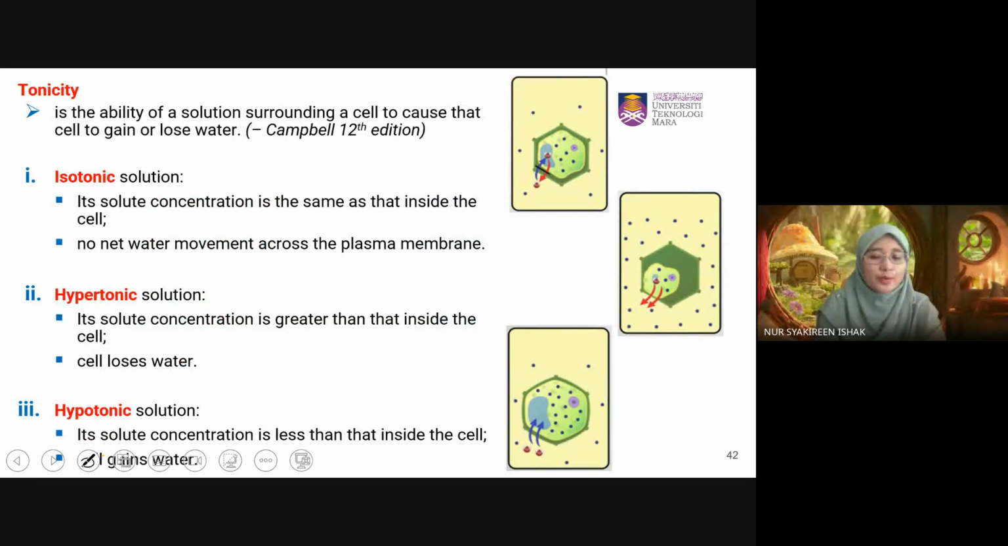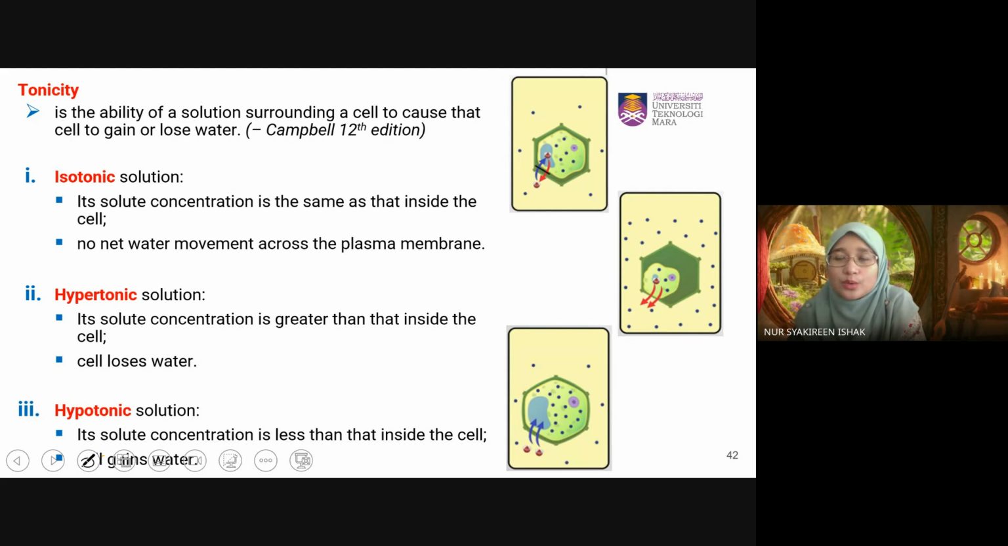Okay, so now we are going to look at these terms. The terms you are very familiar with: iso, hyper, and hypotonic. The main term that you have to understand is tonicity. So what is tonicity? Tonicity is the ability of a solution surrounding a cell to cause that cell to gain or lose water.